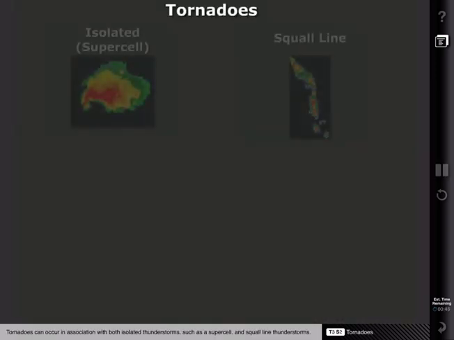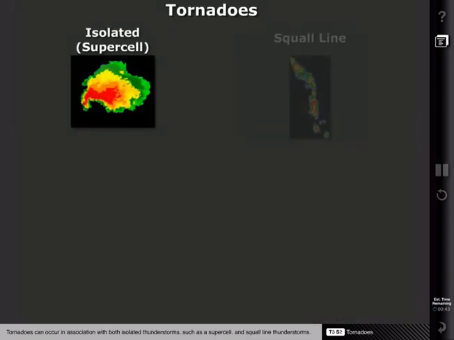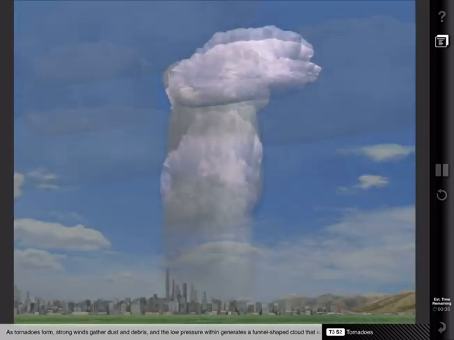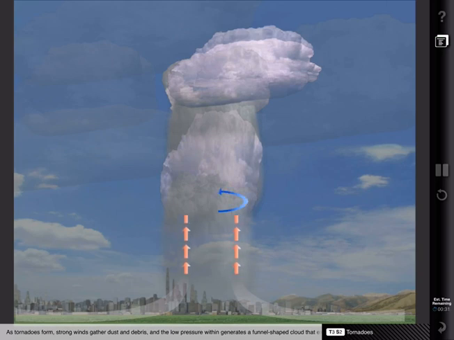Tornadoes can occur in association with both isolated thunderstorms, such as a supercell, and squall-line thunderstorms. As tornadoes form, strong winds gather dust and debris, and the low pressure within generates a funnel-shaped cloud that extends downward from the cumulonimbus base.